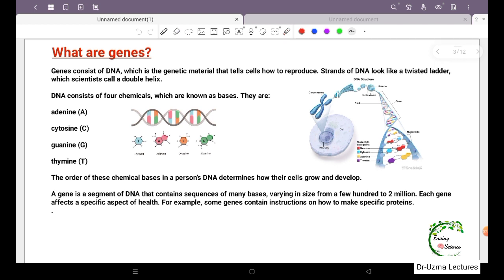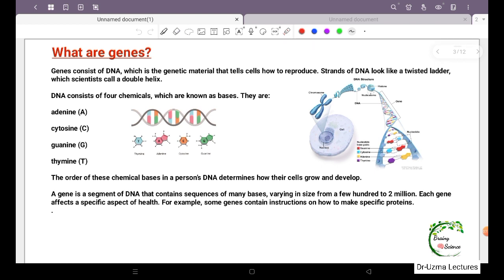Okay, this is our cell. Inside the cell, you can see this is our nucleus and this is the chromosome. When we uncoil this small portion of the chromosome, we see this DNA structure, which contains not only the DNA but also the histone protein. And these are the genes, and there are nucleotide bases present known as thymine, adenine, cytosine and guanine. Okay, the order of these chemical bases in a person determines how the cell grows and develops.